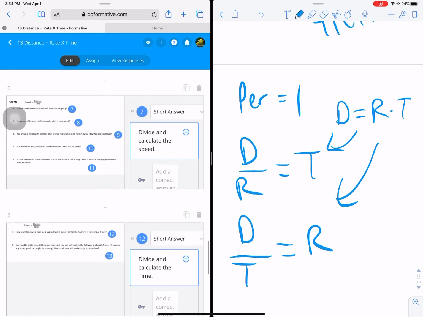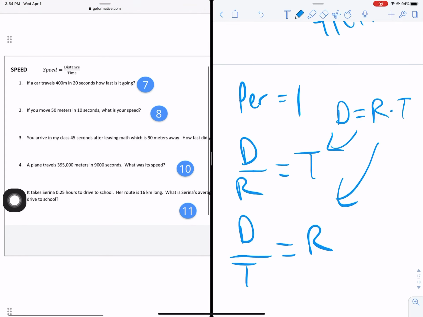And why is that important? Because when you do this section of problems right here, you only need to do this equation. Distance divided by time, distance divided by time, distance divided by time for this section. So you grab a calculator, you put the distance in. As long as you know which one's distance and which one's time, you're good. Just divide, divide, divide, okay?